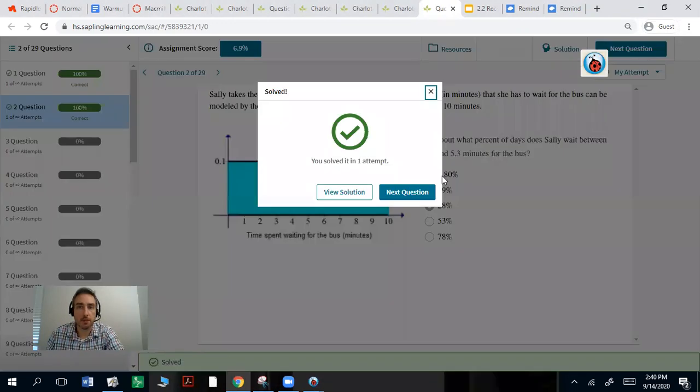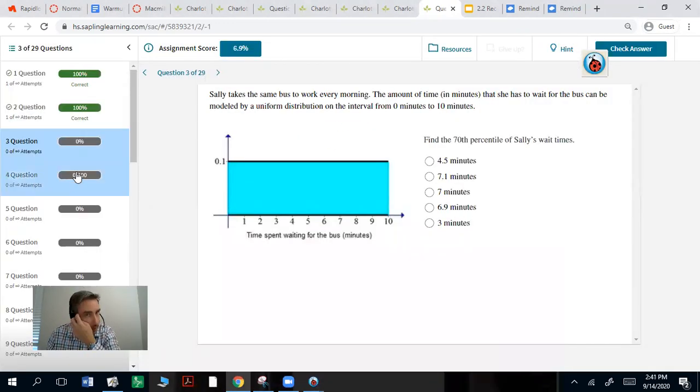Let's check that out. Next question. Sally takes the same bus to work every morning. The amount of time in minutes she has to wait for the bus can be modeled by a uniform distribution, again from 0 to 10 minutes. 70th percentile out of 10 minutes, that should be 7 minutes.